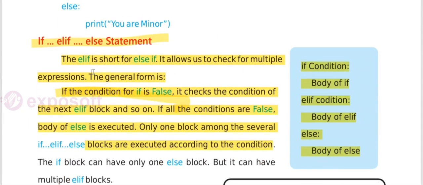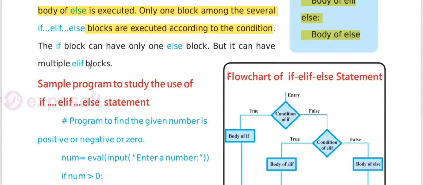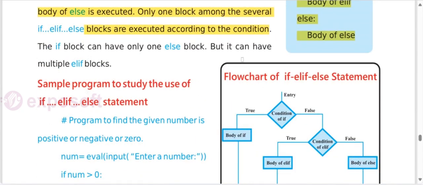Next is elif statement. The elif is short for else if. It allows us to check for multiple expressions. The general form is if condition, body of if, elif condition, body of elif, else, body of else. If the condition for if is false, it checks the condition of the next else if block and so on. If all the conditions are false, the body of else is executed. Only one block among the several if else blocks is executed according to the condition. The if block can have only one else block, but it can have multiple else if blocks.